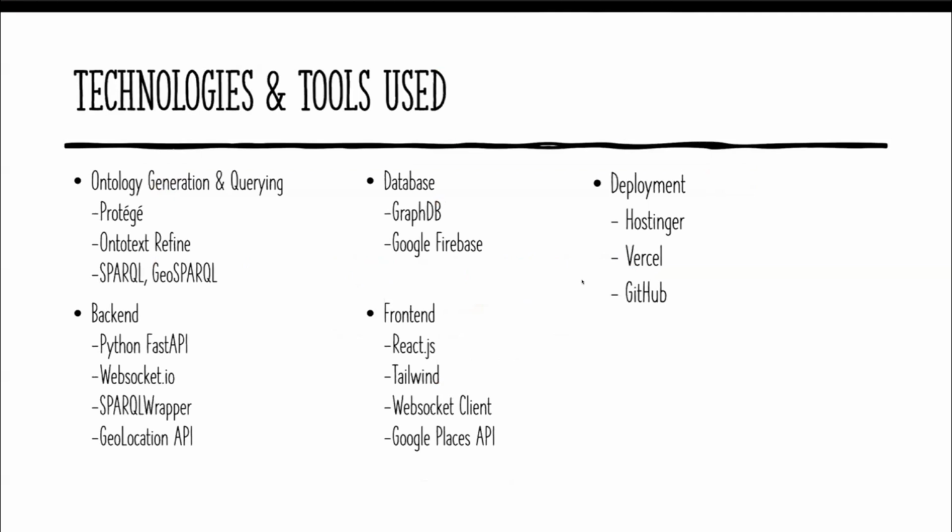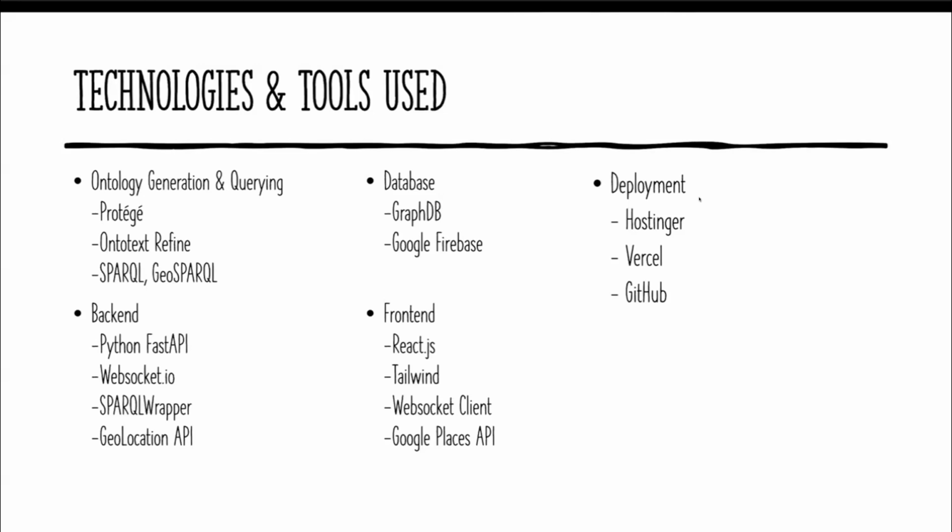Yeah. So coming to the technologies and tools we have used. For the ontology generation and querying part, we are using tools like Protege, Autodesk Define, and SPARQL. And for the geo-coordinate parts, we are using GeoSPARQL. For the backend part, we are using Python's FastAPI, WebSocket IO, SPARQL Wrapper, and Geolocation API. Coming to the database part, we are using GraphDB and Google Firebase to store our data.